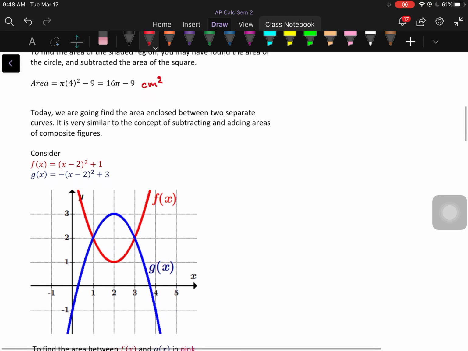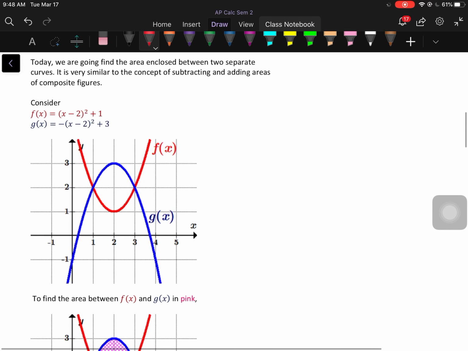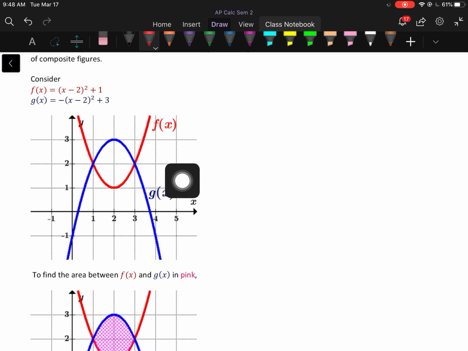Today, we're going to find the area enclosed between two separate curves. It is very similar to that concept of subtracting areas of composite figures. So let's take a look at two different parabolas, one of which is opening upwards. f of x is (x minus 2) squared plus 1. g of x is negative (x minus 2) squared plus 3.